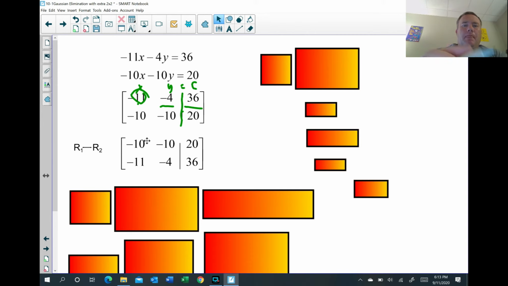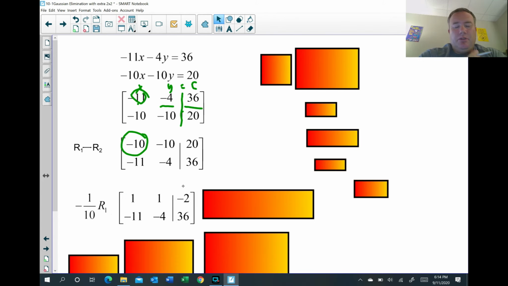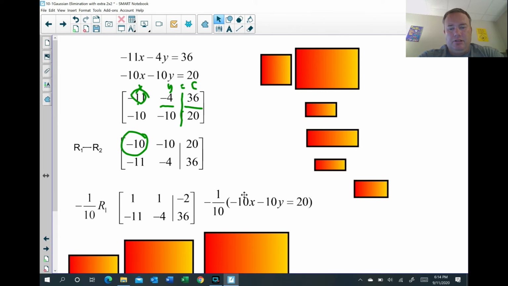Okay. After this row switch, what we're going to do is now I want to make that 1. So if I'm going to make that a 1, we talked about multiplying by its reciprocal. Well, the reciprocal is going to be negative 1/10. Do that. You're going to get something that looks like this. Again, I'm only changing row 1, not row 2. And essentially, like in a system, it would have looked like this. So I multiplied everything there by negative 1/10.